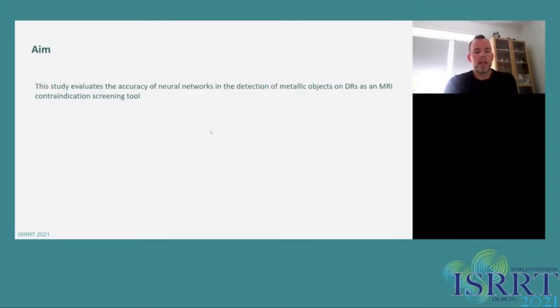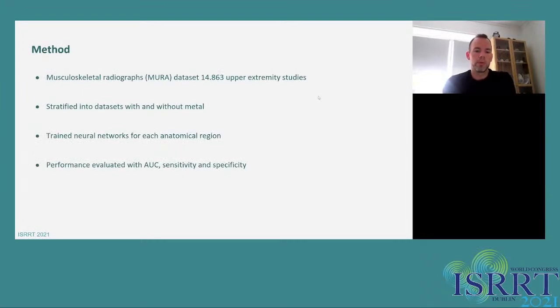This study evaluates the accuracy of neural networks in the detection of metallic objects on radiographs. We used the MURA dataset, which is the musculoskeletal radiographs dataset from Stanford University, consisting of a lot of images of the upper extremity. Each anatomical region was stratified into datasets with and without metal. Then we trained neural networks for each anatomical region, and we evaluated the performance with area under the curve, sensitivity, and specificity.